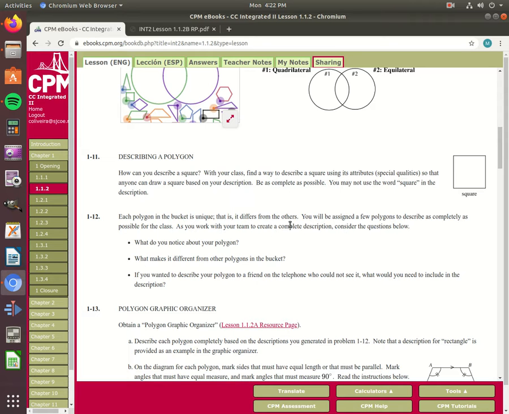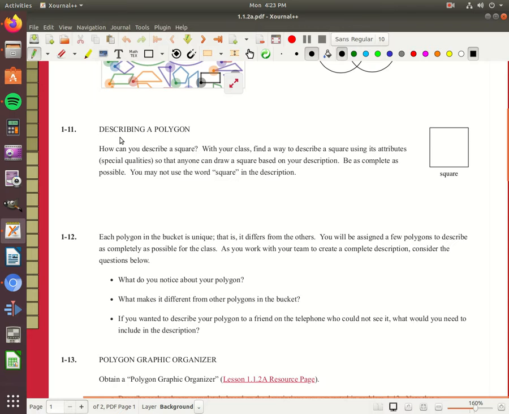So I'm going to go into another software package so I can write with this. On problem 111, it says describing a polygon. How can you describe a square? With your class, find a way to describe a square using its attributes or special qualities so that anyone can draw a square based on your description. Be as complete as possible. You may not use the word square.